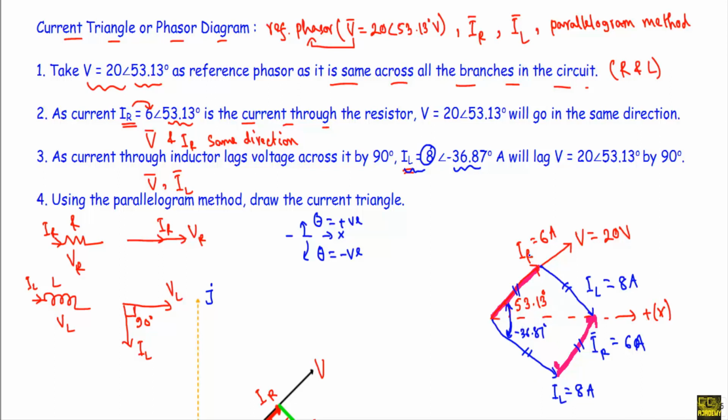Now see, we have this IR and this IL. If I add IR and IL, I will get the total current I. So let's say if I add IR and IL, I will get the total current I here. Let's say this will be O, this will be A, this will be B, and this will be C. You will see this O, A, B, C will make a parallelogram.